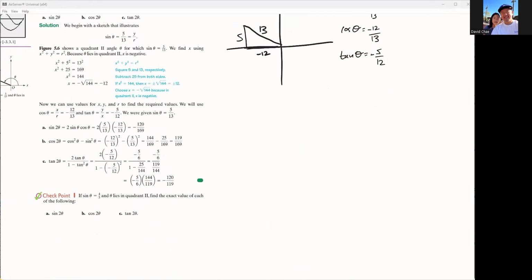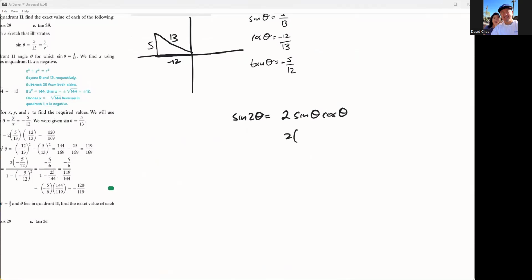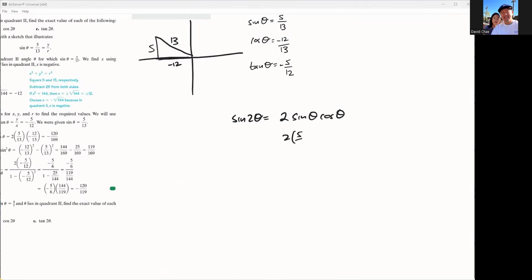So now what happens here? If we want to get the sine 2 theta, we just follow the formula, right? Sine 2 theta is equal to 2 sine theta cosine theta. So it's 2 times 5/13, cosine theta is -12/13. So this is -120/169. Make sense? Okay, so just follow the formula.